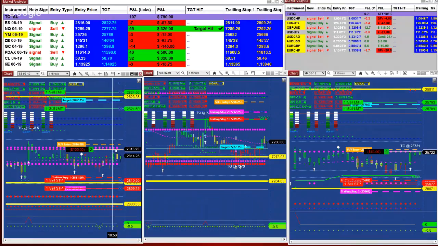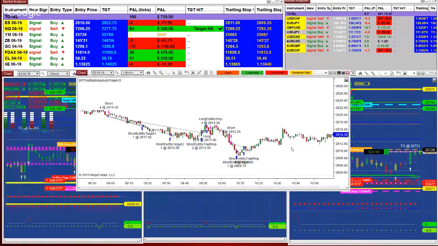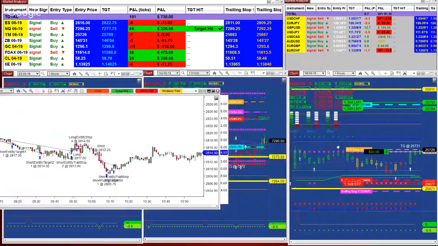On the institutional auto trade, we took three trades on the institutional. Today I'm covering the institutional. Until now it has not taken any trades here. You see that? This is brilliant.